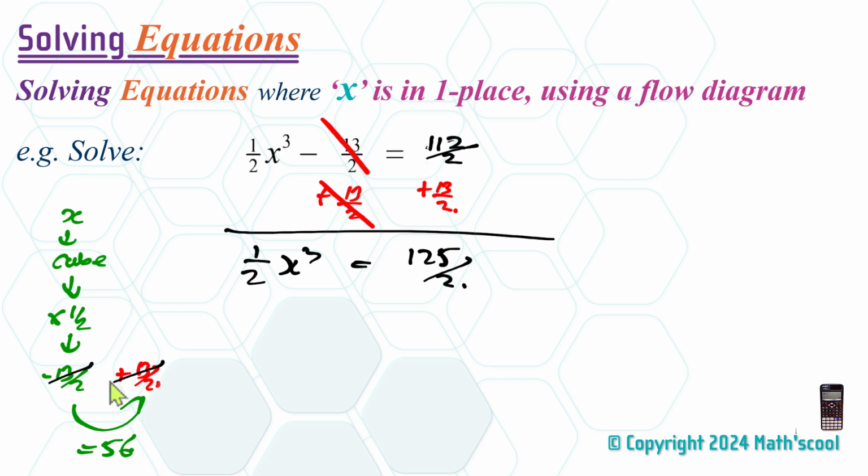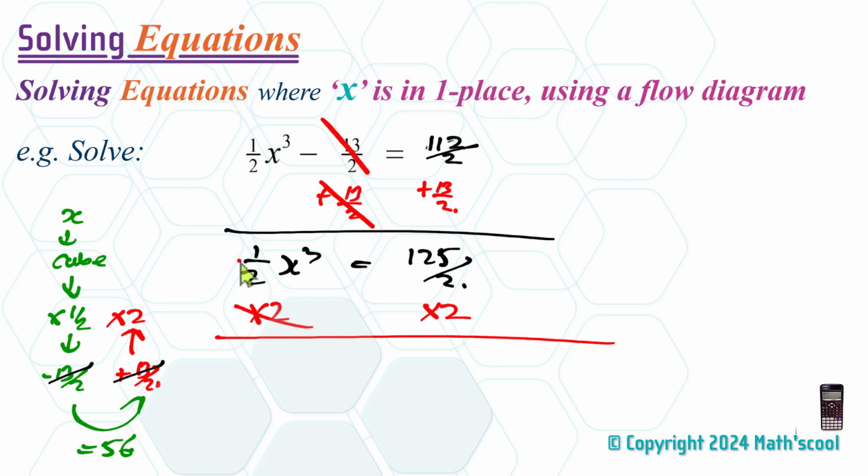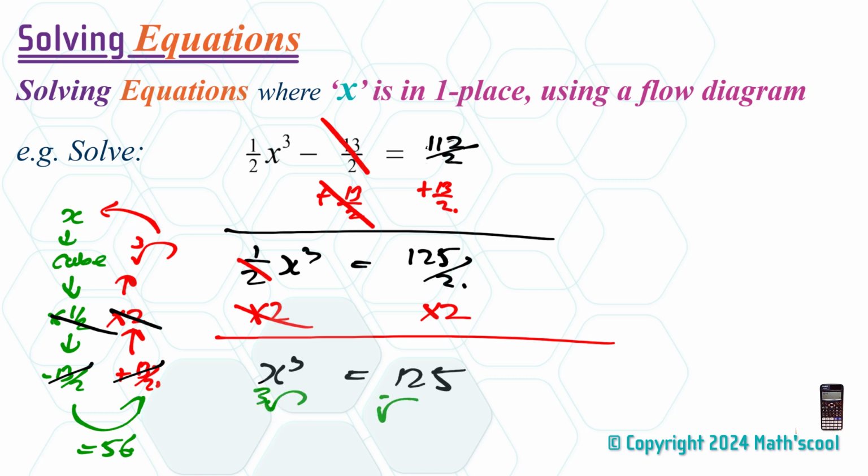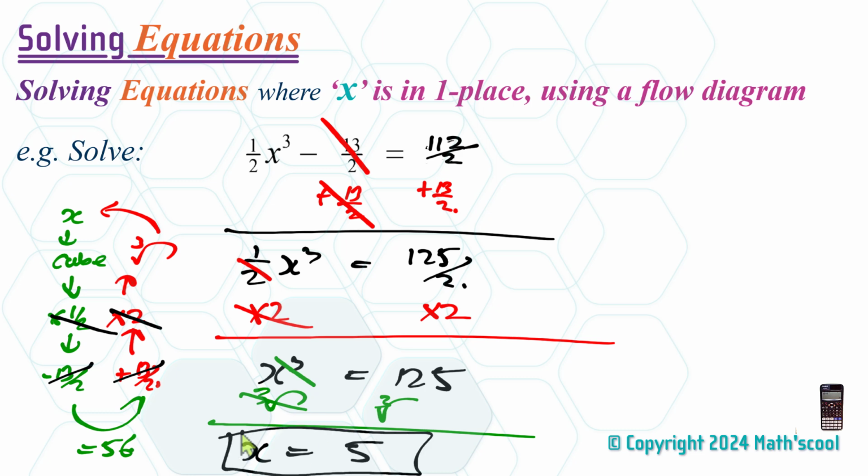So they cancelled out. Now, opposite of times a half is divide by a half or times by 2. I'm going to do times 2, times 2. That's going to cancel with that. It's going to give me x cubed equals 125. And then the last step is the opposite of cube, which is cube root, not plus or minus this time, just cube root. That's going to cancel with that. It's going to give me x equals cube root of 125 is 5. So 5 is my only answer.